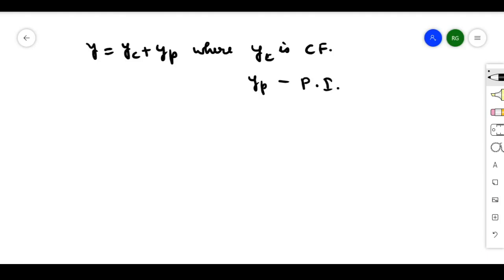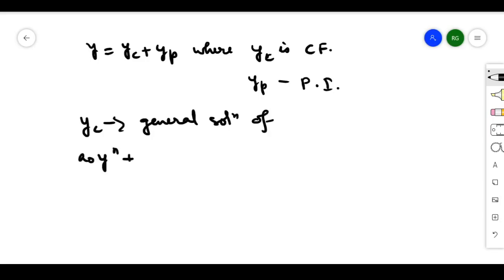yc is actually the general solution of the homogeneous equation a0 y^(n) + a1 y^(n-1) + ... + a(n-1) y' + an y = 0. And this homogeneous equation is obtained just by putting 0 on the right hand side of the considered equation.